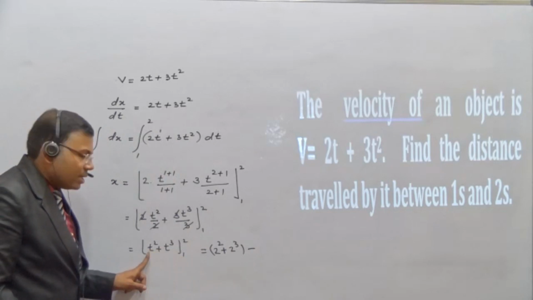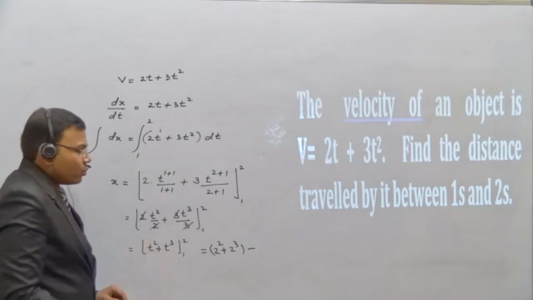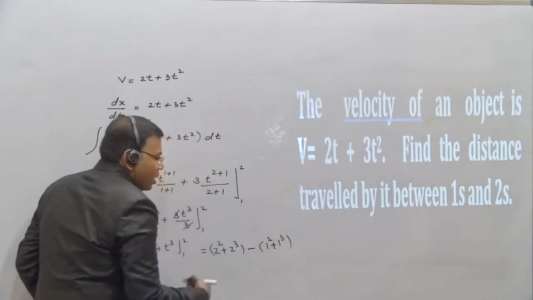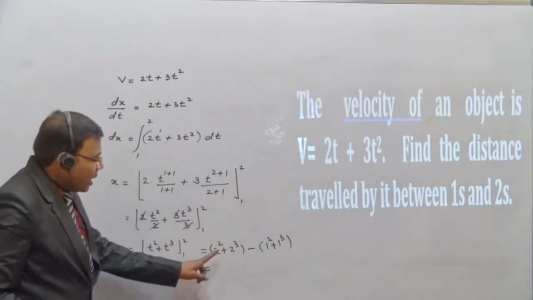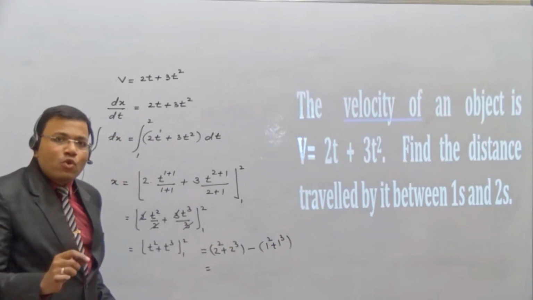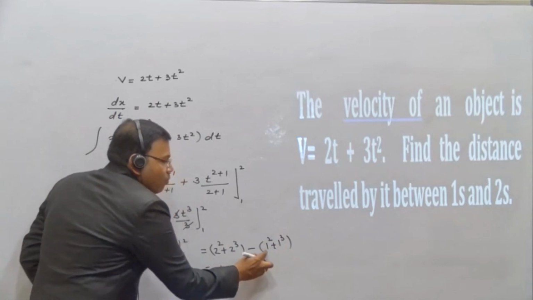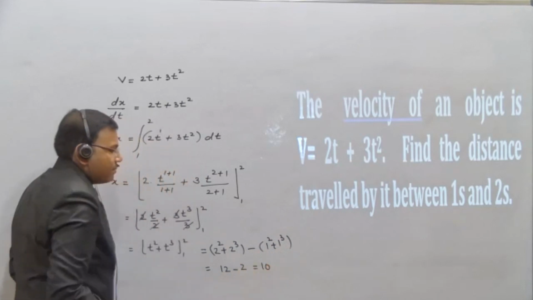सो वी राइट हियर इट इज 1. सो इट इज हाउ मच? 1 स्क्वायर प्लस 1 क्यूब. सो हियर आई एम राइटिंग 1 square plus 1 cube. Now how to move with this? This is 2 square, it is 4, and this is 2 cube, it is 8. So 4 plus 8, it is 12. This is 12 minus 1 plus 1, that is 2. So the answer is 10.